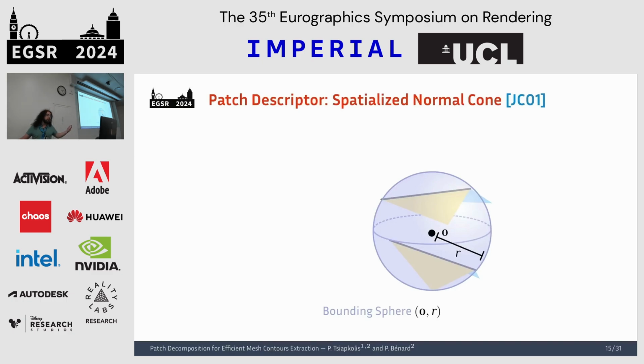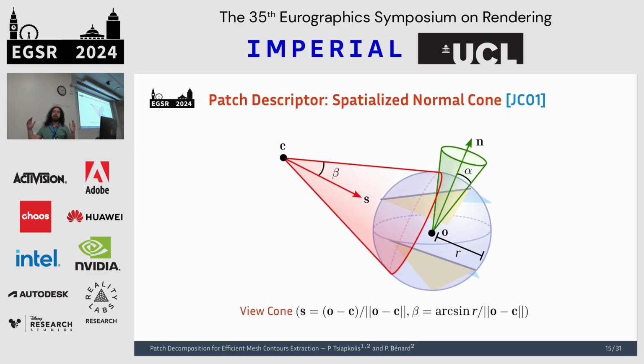We took it from Johnson and Cohen's 2001 paper. It is composed of two things. There's the bounding sphere that holds all the edges, not the faces, the edges specifically, and a normal cone which encompasses all the normals of the faces of the patch. Once you have that, when you want to use it, you can compute with the camera position the view cone that will hold all the possible view directions.